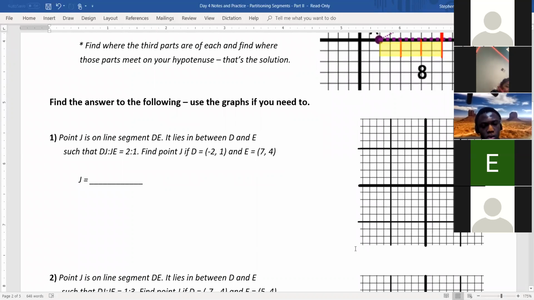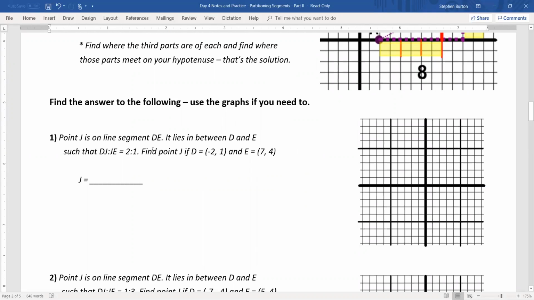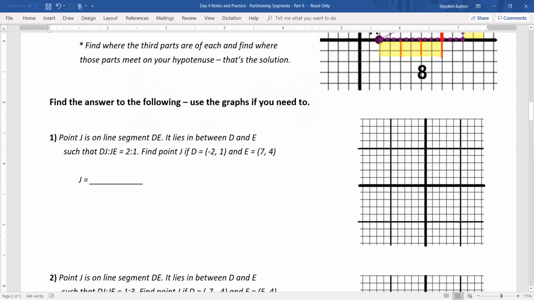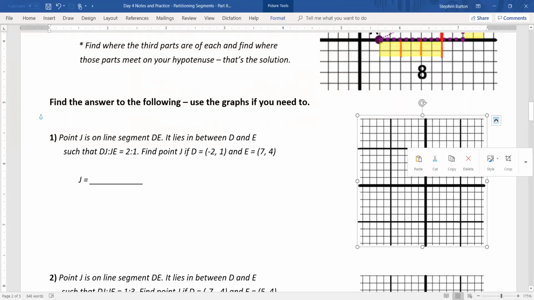It says here that point J is on the line segment DE. It lies between D and E such that there's a 2-to-1 ratio. So find point J if D is -2, 1. Let's try this again. D is -2, 1. So D is going to be -2, 1 right there.